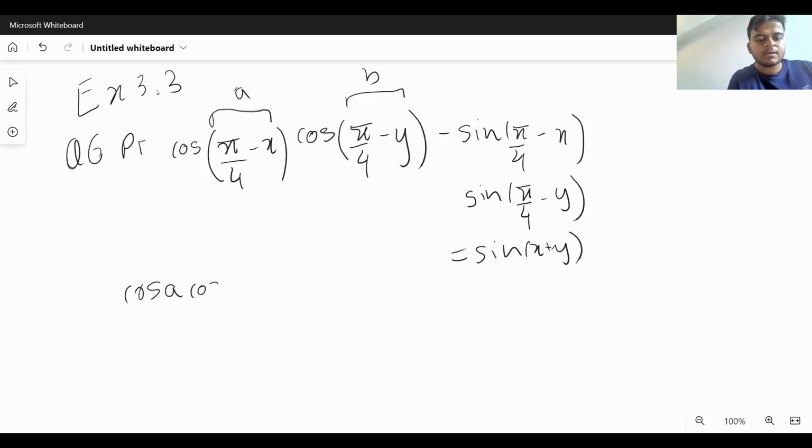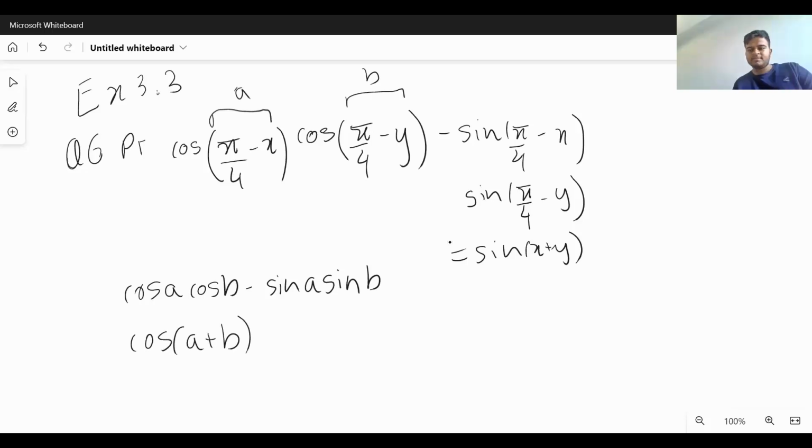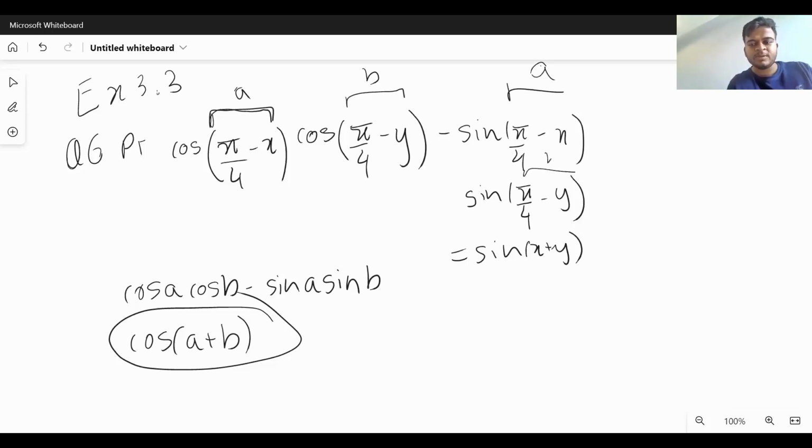Cos A cos B minus sin A sin B. Can you see something? Isn't this the format for writing cos(A + B)? Does that make any sense? So if we consider this terminology to represent this entire expression, it boils down to just cos(A + B). Correct. I hope you guys understood that, because this is also A and this is also B. Does that make sense?